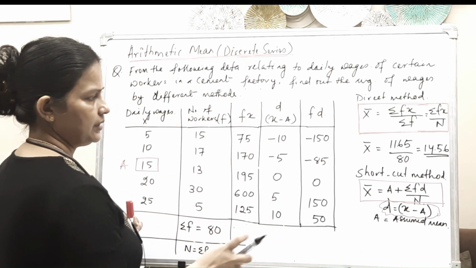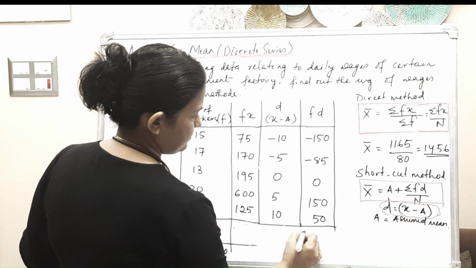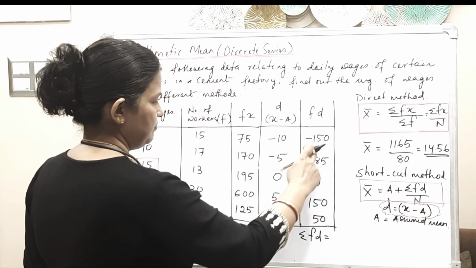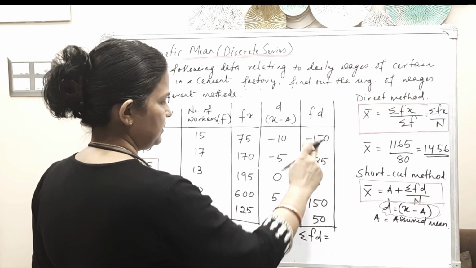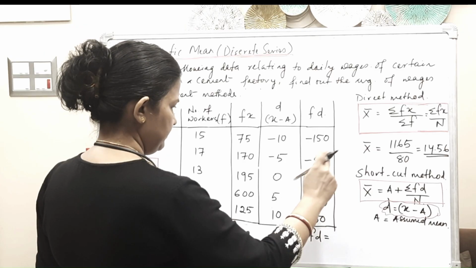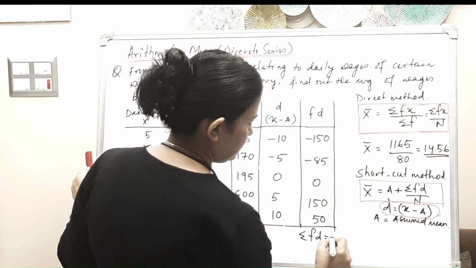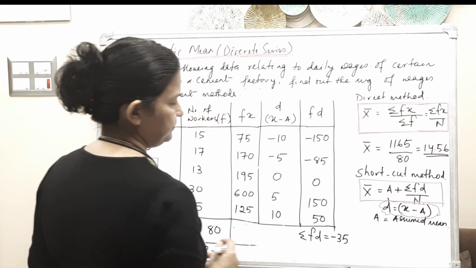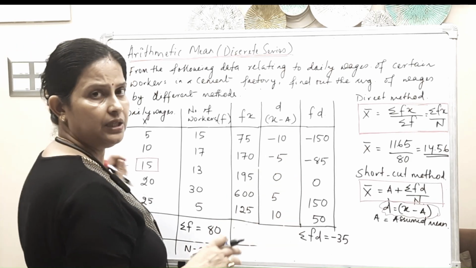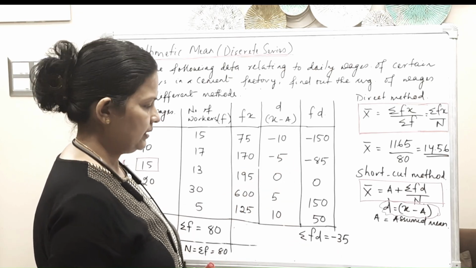So now we can go for calculating sigma of fd. Sigma of fd equal to minus 150 plus 150 is cancelled. Then minus 85 plus 50 is minus 35. So this makes the calculation more easy. No need of using calculator. We can calculate like this.